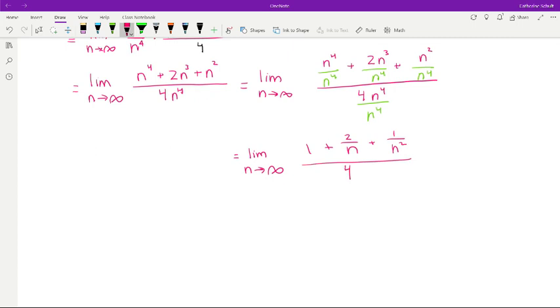And now as n goes to infinity, we know that 2 over infinity is 0 and 1 over infinity is 0.